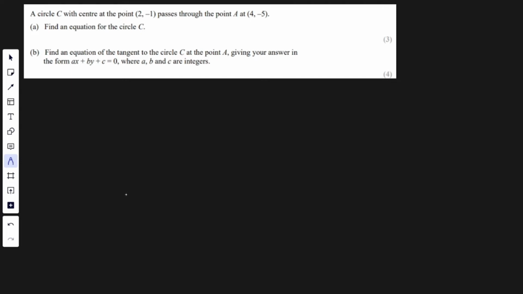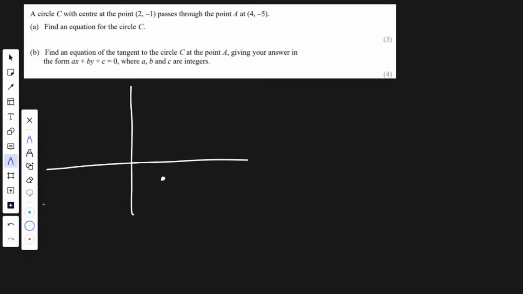So we've got some circle. Let's draw this out. (2, -1) is our centre, and it passes through the point (4, -5), so somewhere about here. Now we know that our circle equation is (x - a)² + (y - b)² = r², and we're trying to find the equation for our circle. Now a and b are our centre, so straight away this is (x - 2)² + (y + 1)². Now we need to find r².